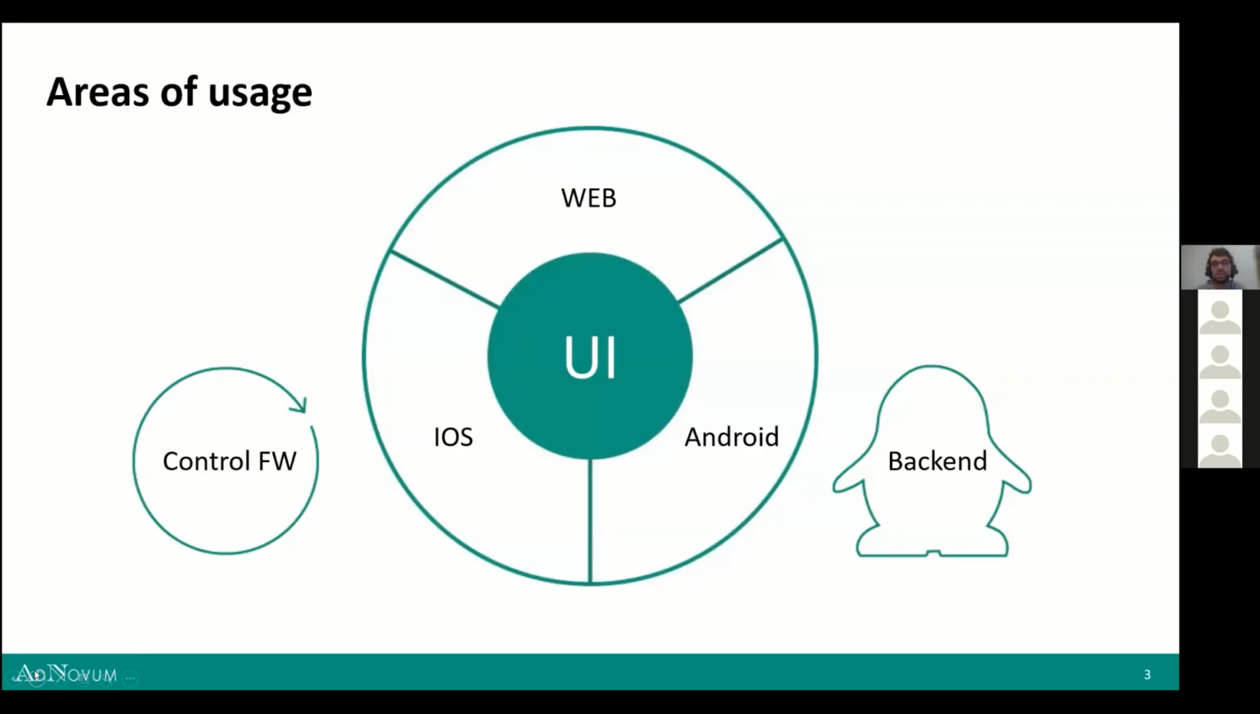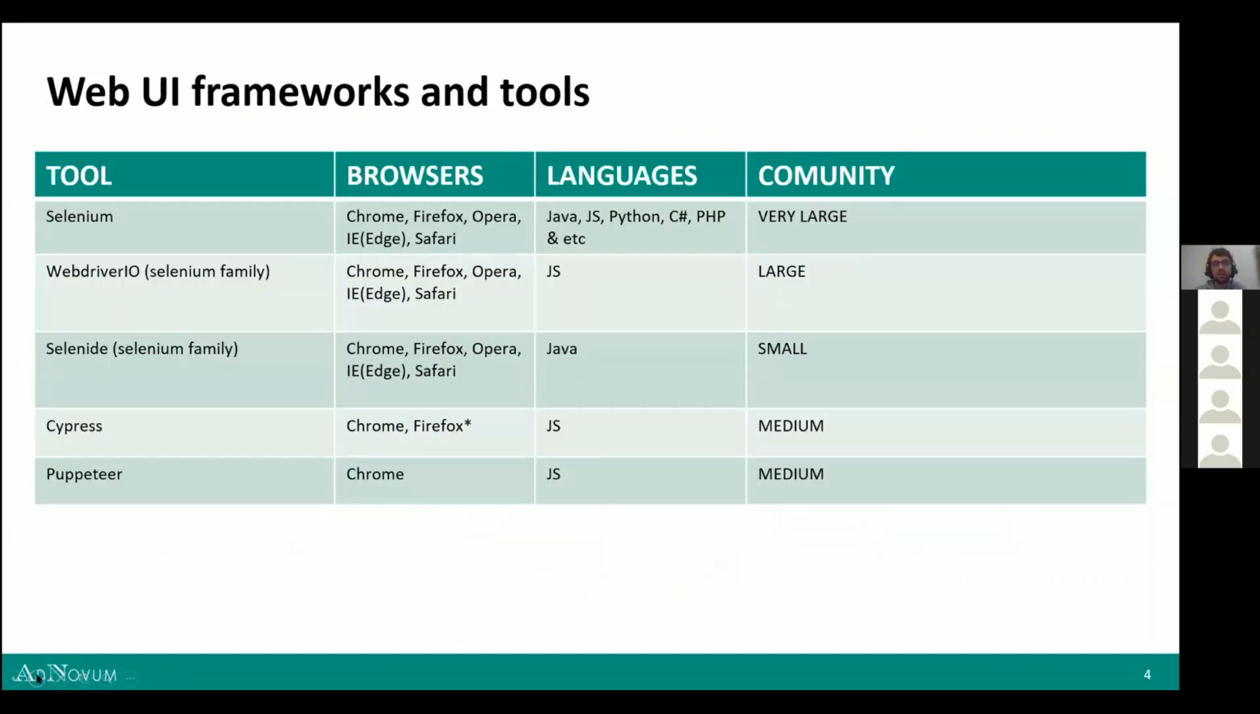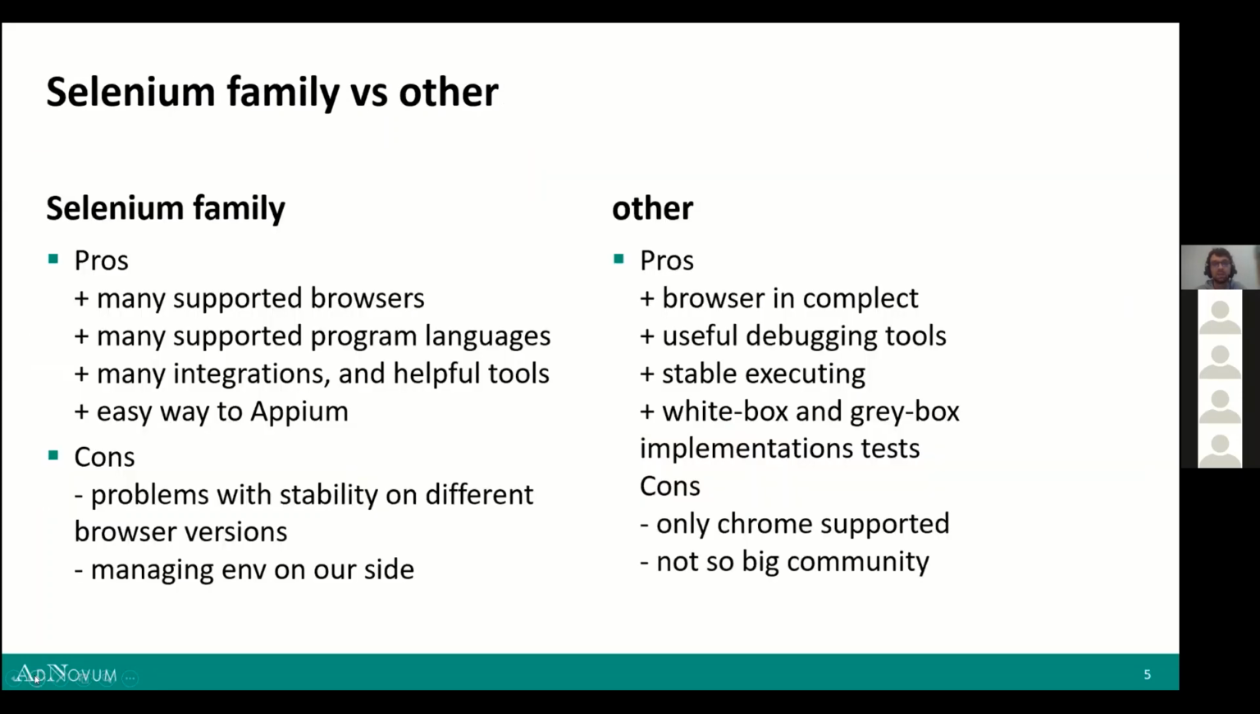At first, we can split all test tools into 3 types. It is UI test tools for web, for mobile, in some cases for desktop. It is backend, and a control framework. And first, we will talk about the web UI frameworks. Here I present a short table, which does not include all frameworks for web UI, but it includes the most important of them. And from here, we should single out the Selenium family, and Cypress and Puppeteer, because they have a totally different strategy of test execution. We'll talk about 2 groups: the Selenium family and all other frameworks.